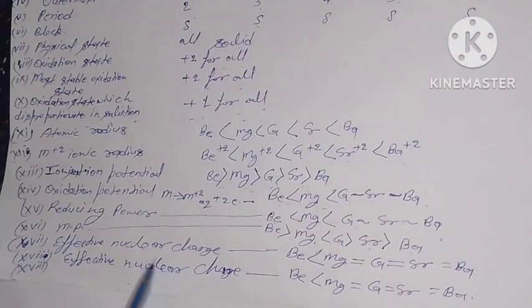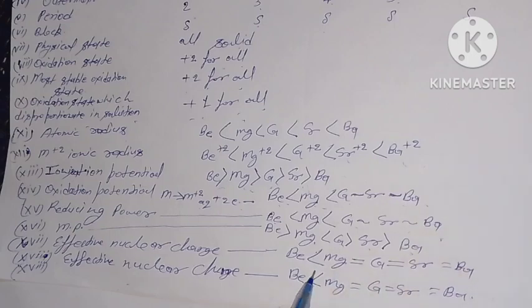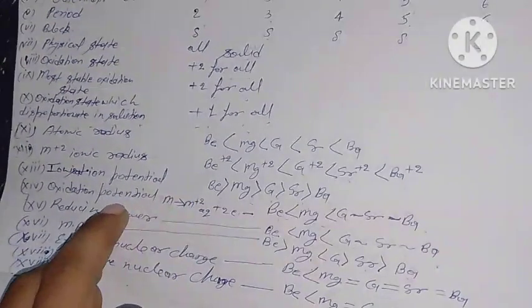Effective nuclear charge: magnesium, calcium, strontium and barium are all the same, but all are greater as compared to beryllium. Effective nuclear charge of magnesium, calcium, strontium and barium is greater than that of beryllium. Okay. Next point.